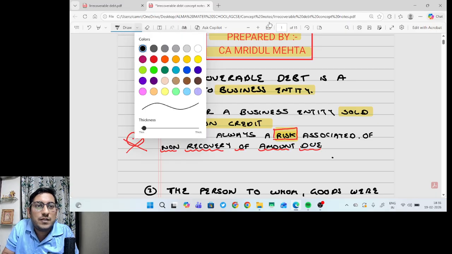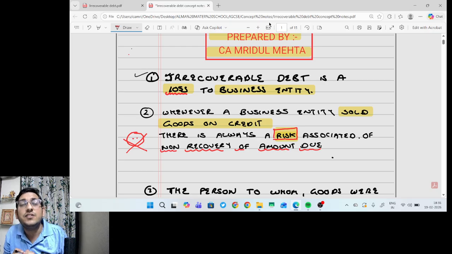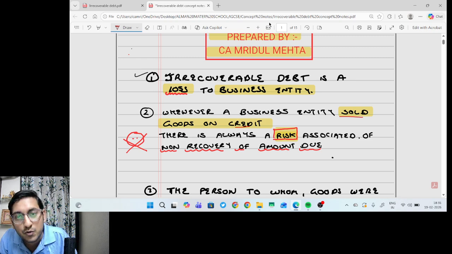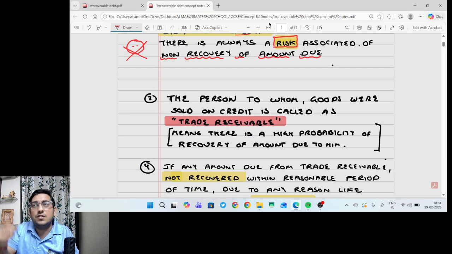So what is irrecoverable debt? As the name itself suggests, irrecoverable means not recovered. Debt means the trade receivable to whom we sold goods on credit. So irrecoverable debt is a loss to a business entity. Whenever a business entity sells goods on credit, there is always a risk of non-recovery of the amount due from the credit customer. The person to whom we sold the goods on credit is called a trade receivable.